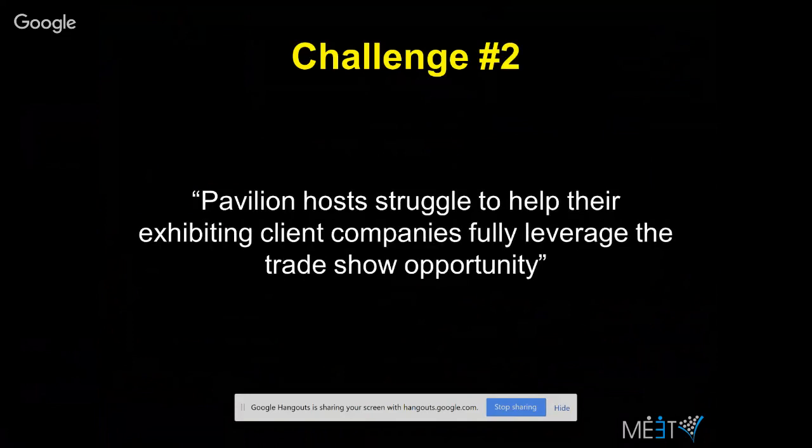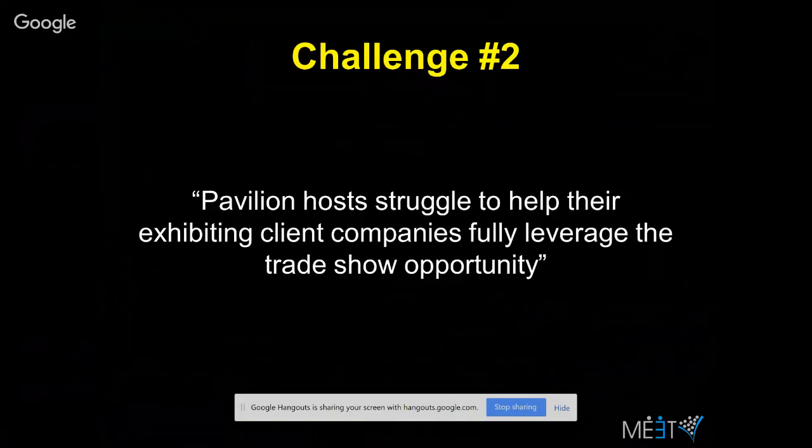So the second challenge for the pavilion hosts is keeping their exhibiting companies fully leveraged within the trade show opportunity. The interesting thing here is that the pavilion host can go through lots of work to make sure that they have the right offer, that their messaging is good, that their team is prepared, and that their space within the pavilion looks great and attractive. But you think about whether your pavilion has 10 or 20 or 30 companies within it, they're your best brochure. So making sure that they're prepared and executing well, and that they're complementing each other, is just as important as the pavilion host's preparation and execution.